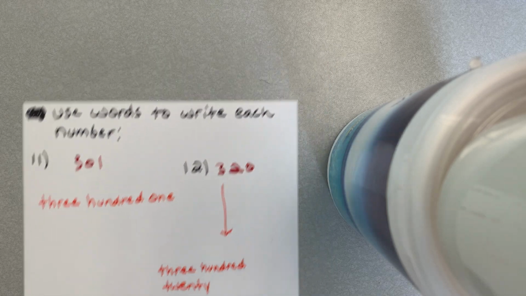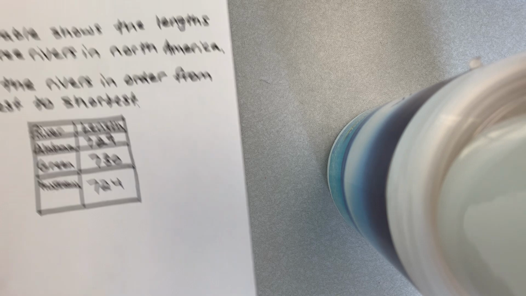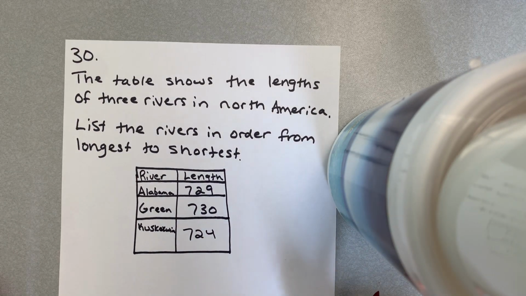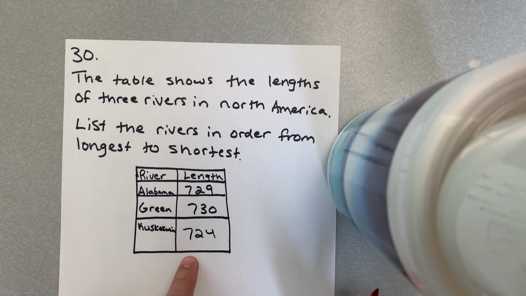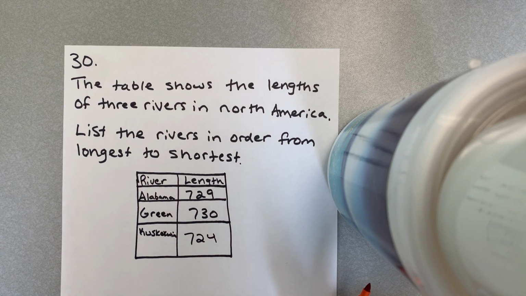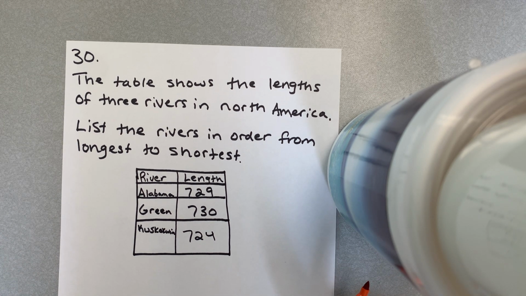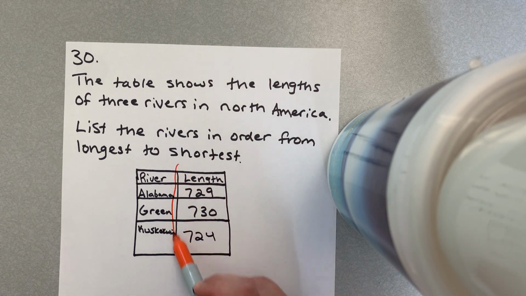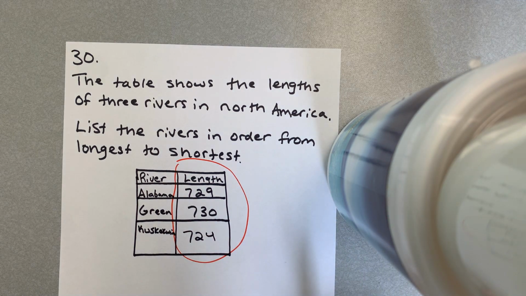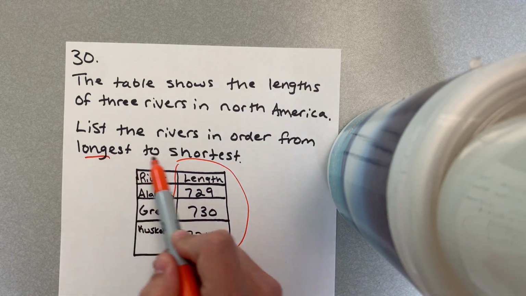Okay, let's look at another example. Let's look at number 30. The table shows the lengths of 3 rivers in North America. The table is also in your book, but I just wrote it here for you. List the rivers in order from the longest to shortest. So we're listing the lengths, the numbers on this side, from largest to shortest.